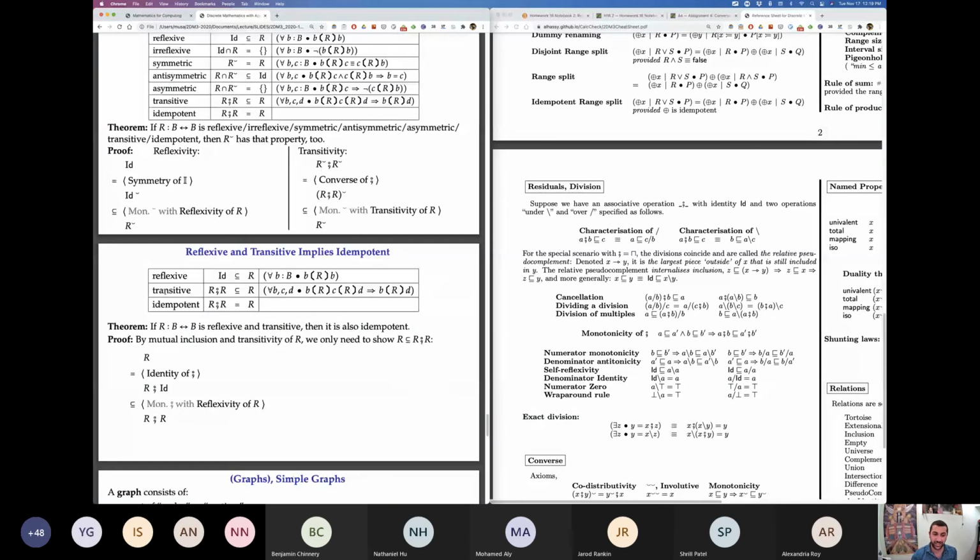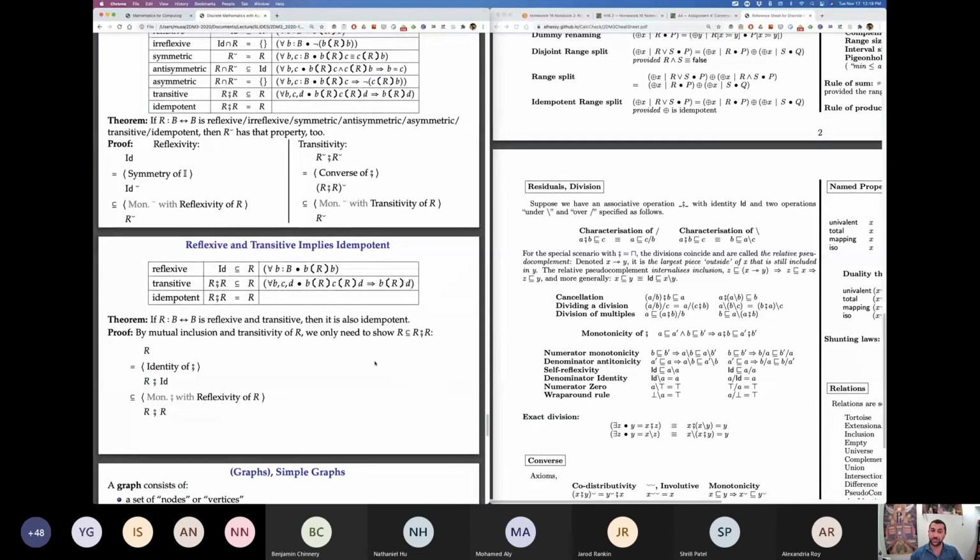This one's very cute. Reflexive transitive gives you idempotent, right? So equivalence relations are idempotent, right? If A is equal to B and B is equal to C, then A is equal to C, right? So R times R is contained in R is the transitive part, and then to go the other way around is the proof right here. R is contained in R composed with the identity, and I know by reflexivity, the identity is contained in R. So R is contained in R times R. So these are just simple little proofs.